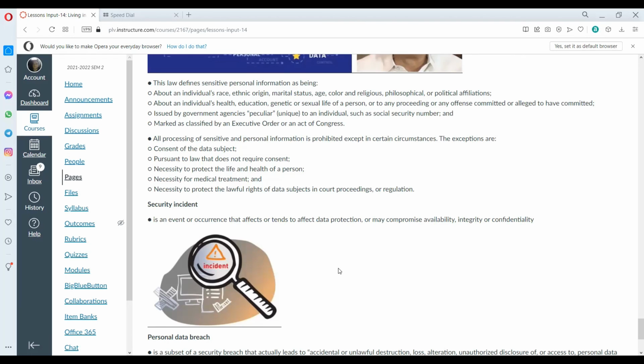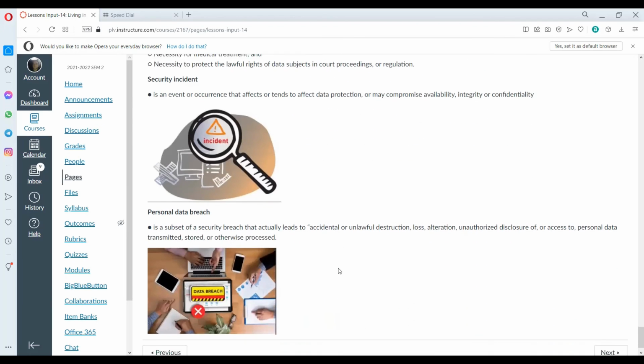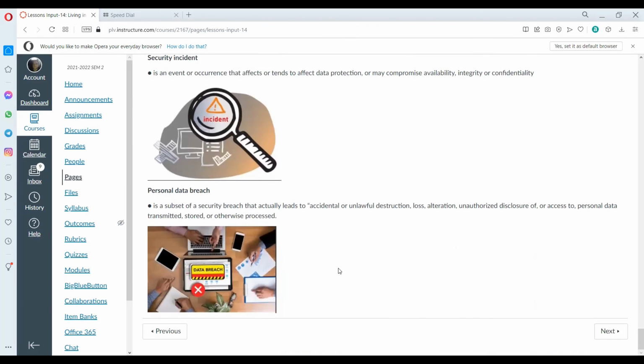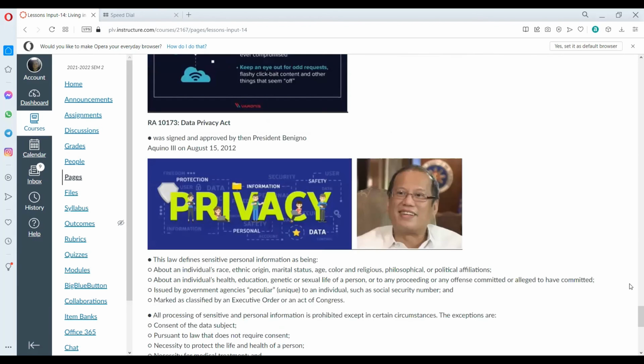A security incident is an event or occurrence that affects or tends to affect data protection or may compromise availability, integrity, or confidentiality. A personal data breach is a subset of security incident that actually leads to accidental or unlawful destruction, loss, alteration, unauthorized disclosure, or access to personal data transmitted, stored, or otherwise processed.